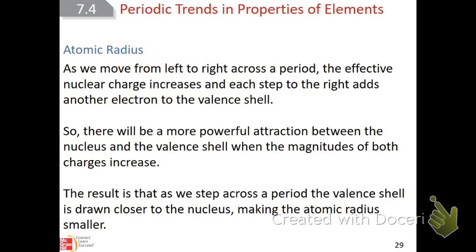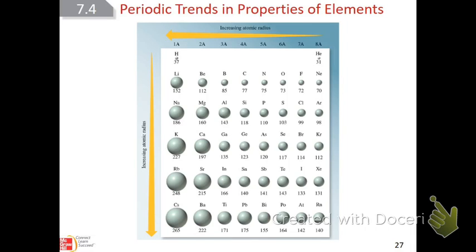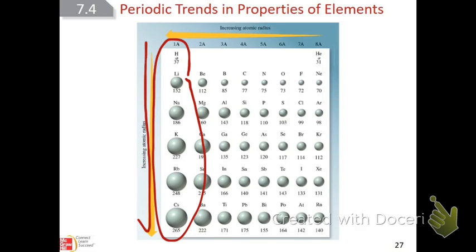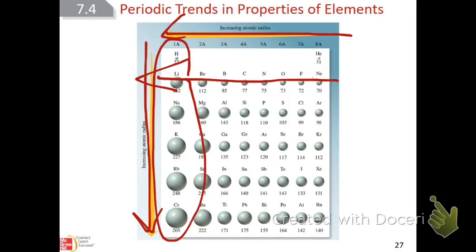They get larger going down. The size of atoms gets larger going down. Look at this, bigger going down, but smaller going across to the right, larger going to the left. Okay? Larger going down, smaller going to the right, larger going left. Okay?